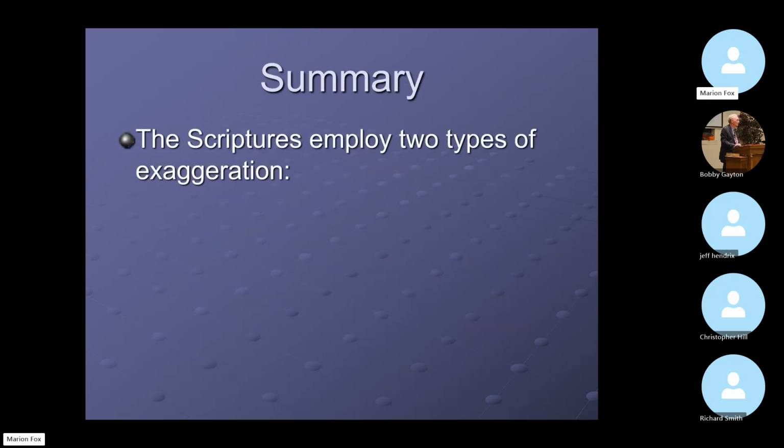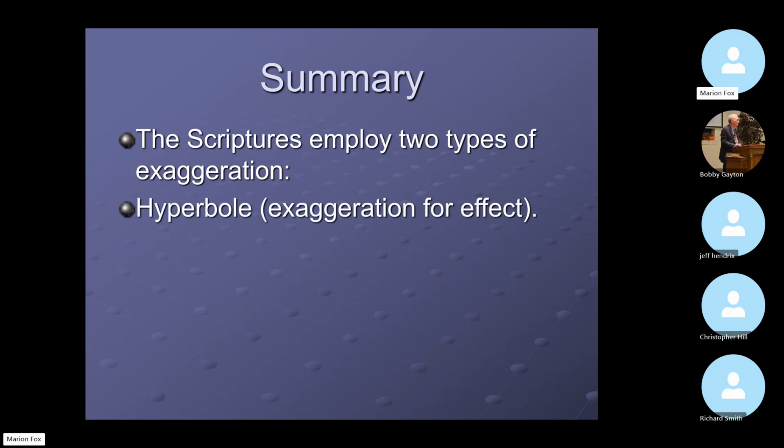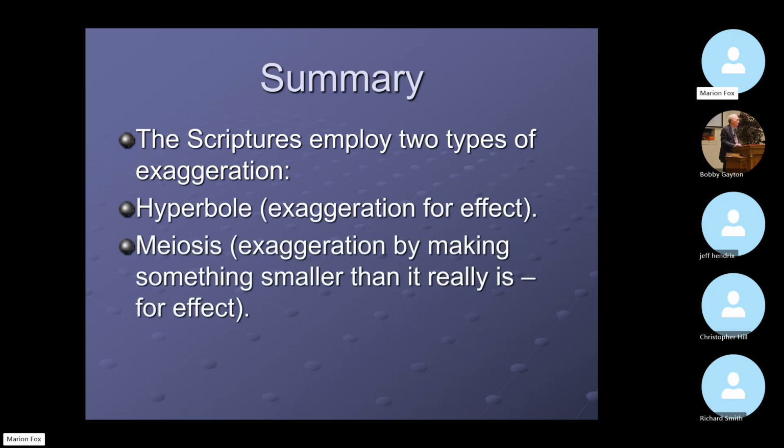Scriptures employ two types of exaggeration: hyperbole, exaggeration for effect; and meiosis, exaggeration by making something smaller than it really is.